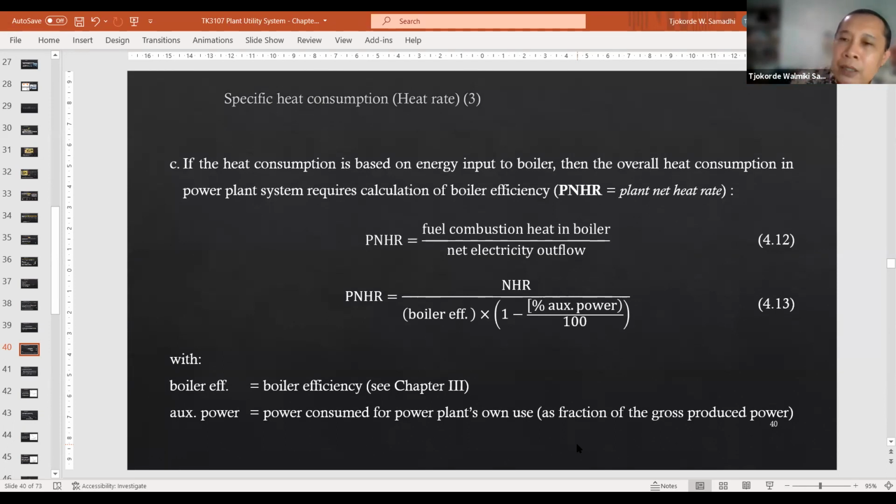And by the way, you can easily imagine this using a Sankey diagram. Okay, so please familiarize yourself with how to construct and how to read a Sankey diagram. Yeah, diagram Sankey. Yes, Kevin.